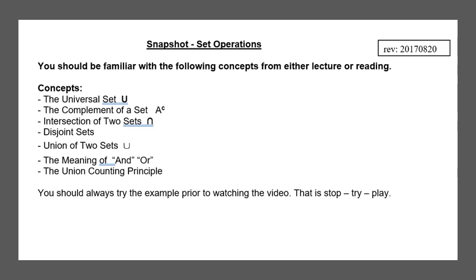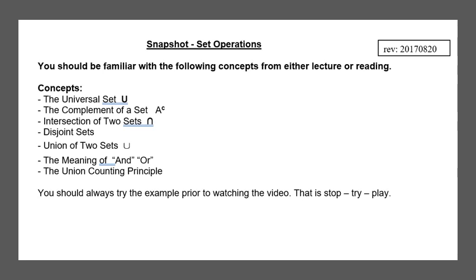Hello everyone, this is a snapshot video on set operations. Essentially, this will cover material that can be found in sections 2.3 and 2.4. You should be familiar with the following concepts, either from lecture and or by reading.